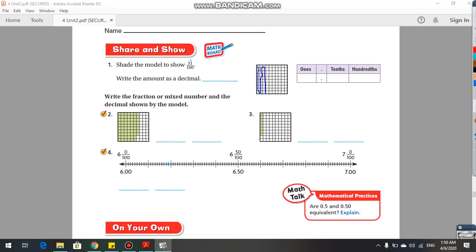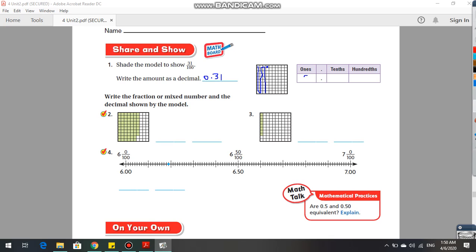Then I'm gonna look to the ones that I have here. It's only 1, so I'm gonna color only 1. Now let's write the amount as a decimal. So 31 hundredths, it's gonna be 0.31.